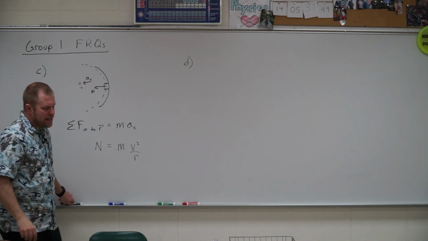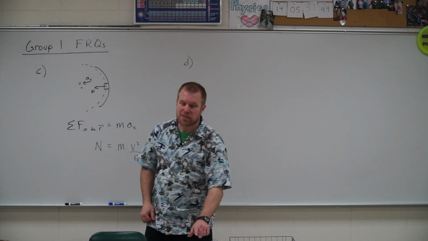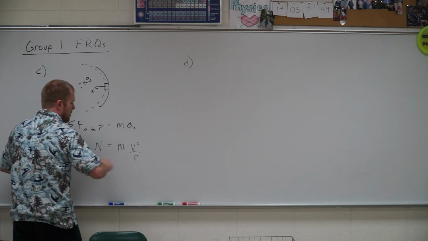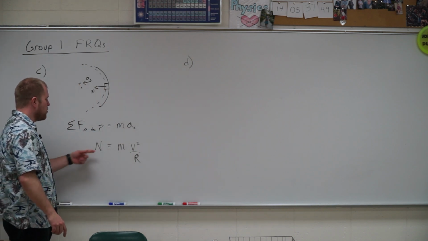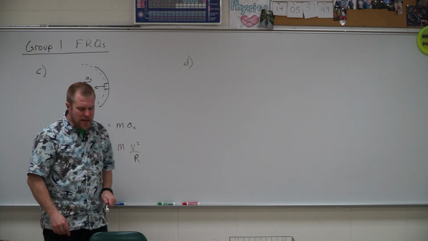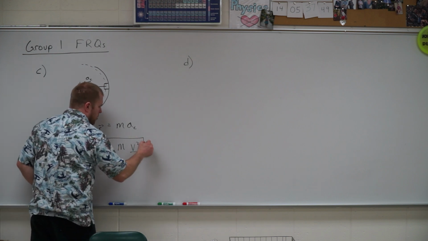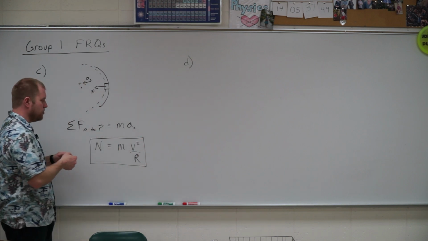Now the radius, did they give me the radius of this object? Yes, but it was a capital R. So I want to make sure I make that connection so that I have it in the correct terms here. So now I have my normal force is equal to mv squared over R, and I put it in a box here, as that is my solution.